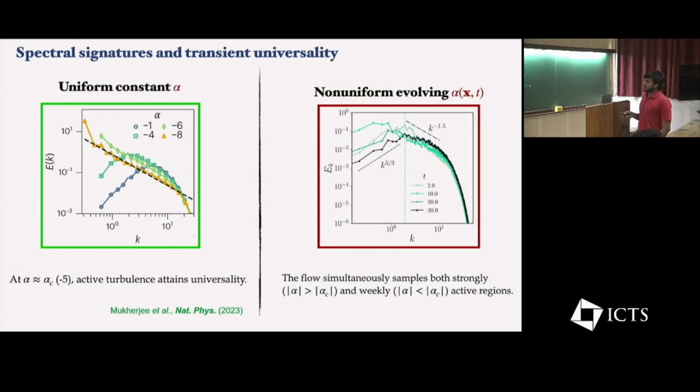Now, in our case, the situation is much more complicated. First of all, you have this non-uniform alpha. Second, it is allowed to evolve in time. So here we see the signatures of both the weakly active and strongly active regions. On the left part, you have this non-universal regime, and on the right part, there is this universal scaling, k to the minus 1.5. And as the flow evolves, this crossover scale in the energy spectra first shifts towards the left, and after that it shifts towards the right. So how do we understand that?